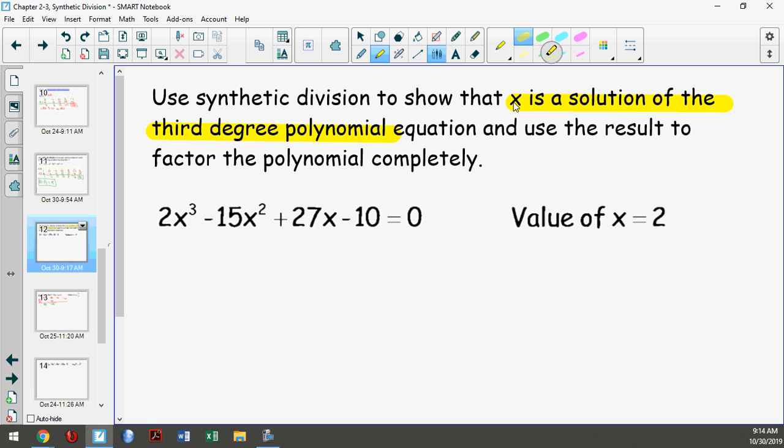So it says, show that x is the solution of the third degree polynomial, meaning it has a 0 as its remainder, and use the result to factor the polynomial completely. So after you've done synthetic division, you're going to get a new polynomial. I want you to factor that into 2 binomials and find the remaining zeros. Do we understand that?